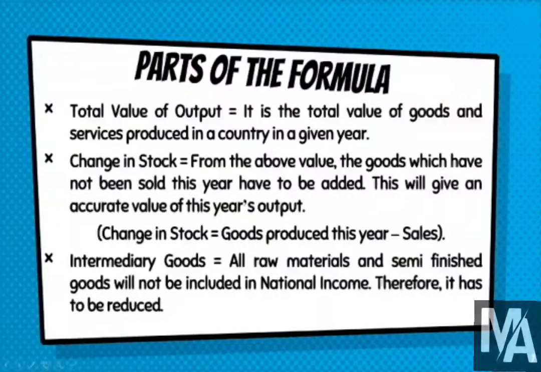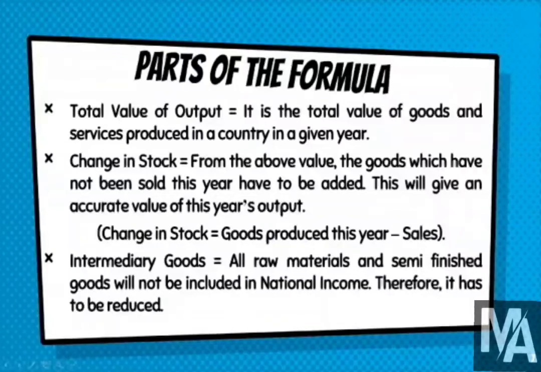The second one is change in stock. I have already explained it in the previous videos, basically about inventory. From the above value, the goods which have not been sold this year have to be added, because they are the closing stock, and this will give an accurate value of this year's output.